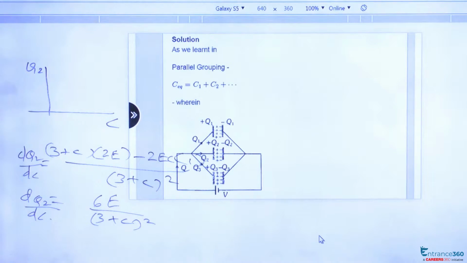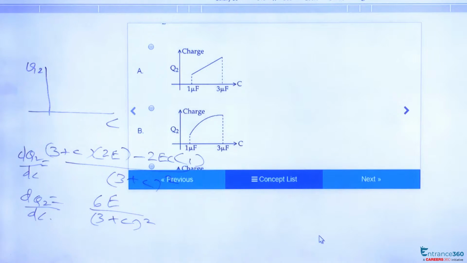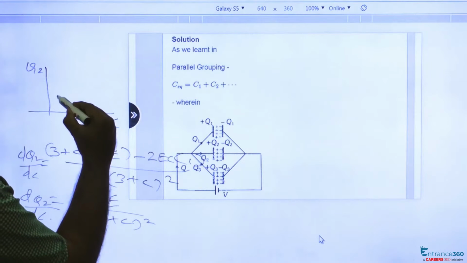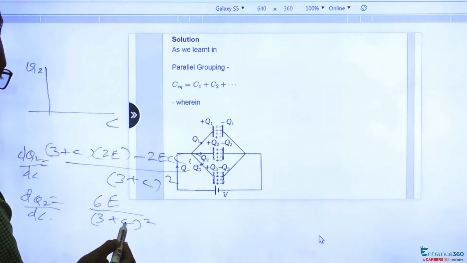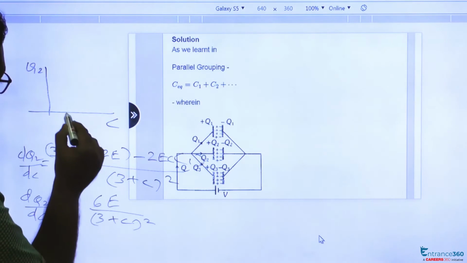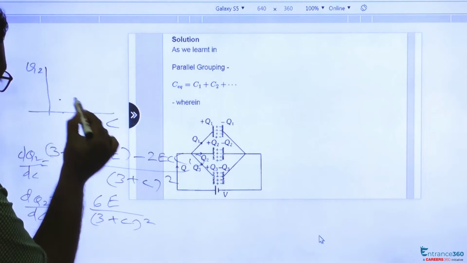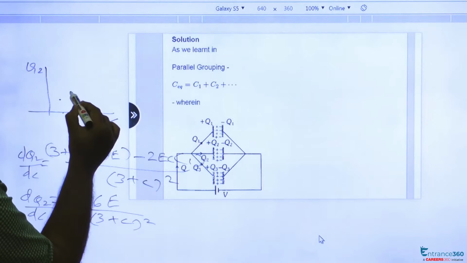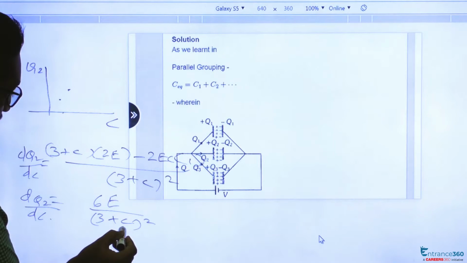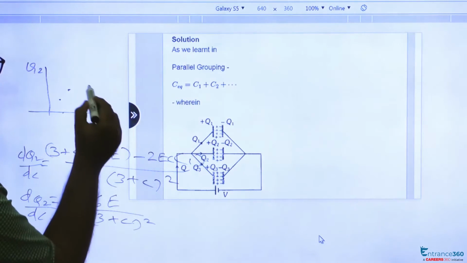Now let's check our options. We need Q2 on the y-axis and C on the x-axis. Let's assume E is a constant value. Now this will be varying as follows: when C equals 1 μF, you will get 6E by 4 squared. When C equals 2 μF, you will get 6E by 5 squared. Similarly, when C equals 3 μF, you will get 6E by 6 squared.